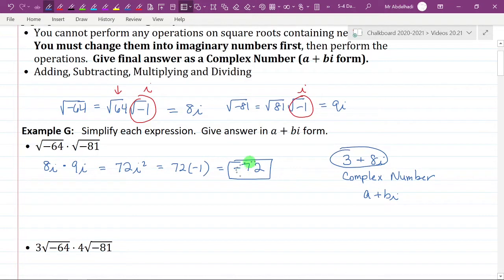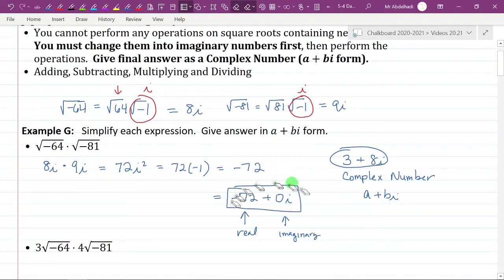So what's going on with this thing here? There's an a, but there's no bi. Why? Because the imaginary stuff all canceled out when we got the i squared. So how do we write this in a plus bi form if there's no bi? Well, it's pretty simple actually. You write the a, which is negative 72, and then you put a plus 0i. Now it's in a plus bi form. So the real part, the a, is negative 72, and the b, the imaginary part, is 0. So this is not what you're boxing. This is what you're boxing.